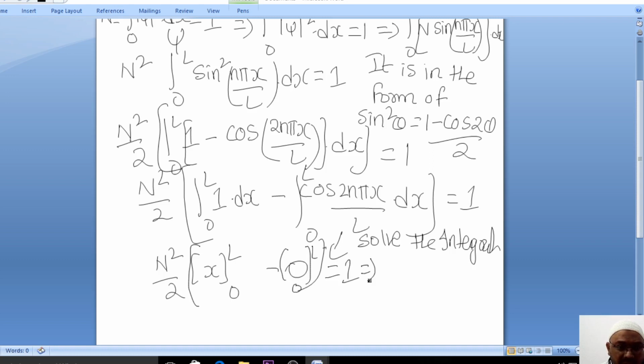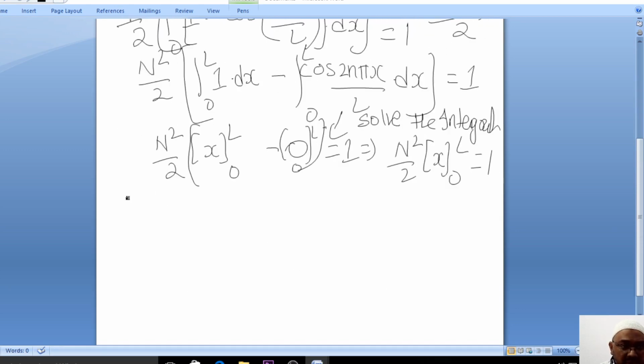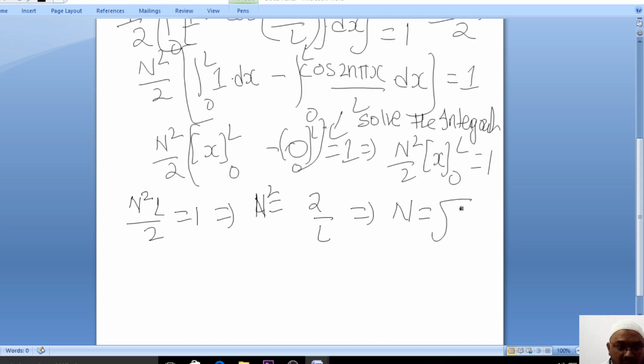So what we can write here: n squared by 2 into x from 0 to L is equal to 1. Applying the upper limit minus lower limit, n squared L by 2 is equal to 1, which implies n squared will be equal to 2 by L, so n is equal to under root 2 by L. So we got the n value, so we just substitute in our basic equation.